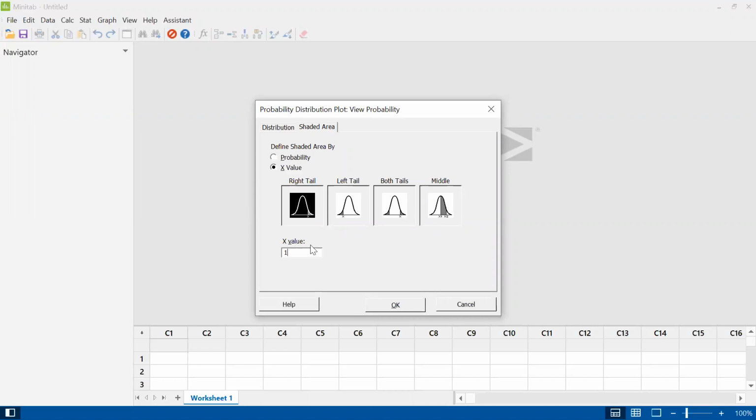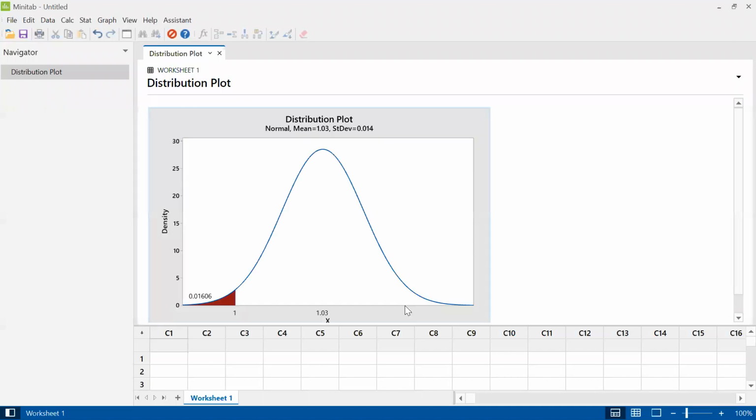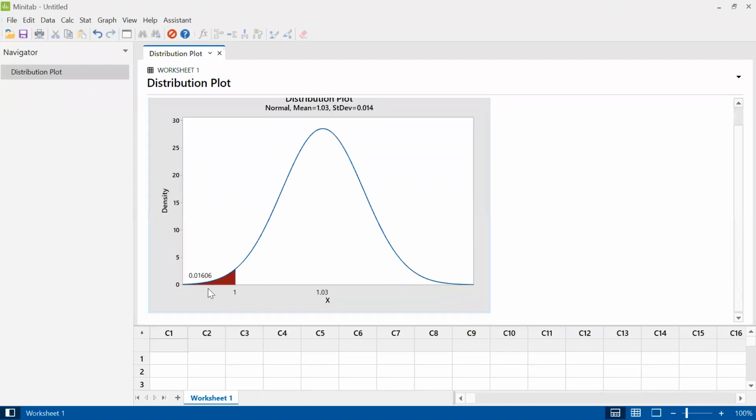So I put in a 1 for my X value. That's the cutoff, and I want to find everything less than that. That is going to be to the left in the bell, the left tail. So an X value of 1 is our cutoff. We want everything to the left of that, so we take the left tail. Hit enter. This is what we get. It looks like it's just under 2%, so 0.01606. That is the proportion of bags that are underweight. So not that many, less than 2% are underweight.